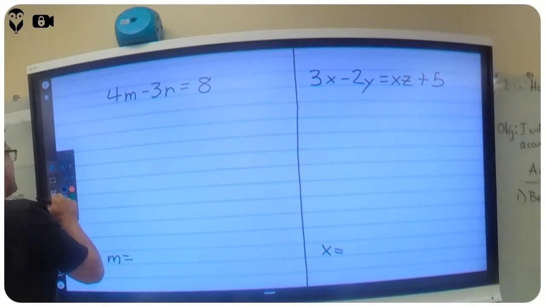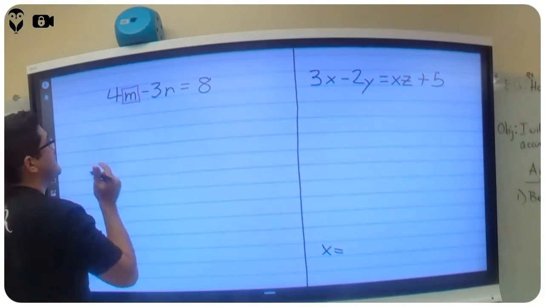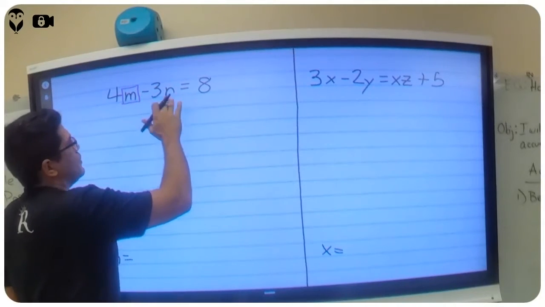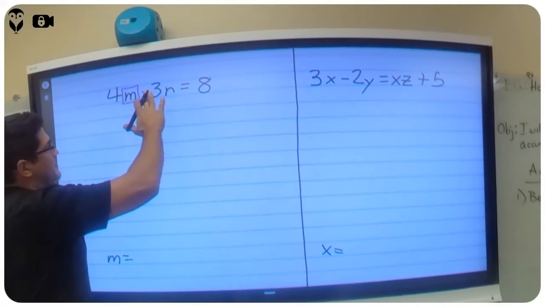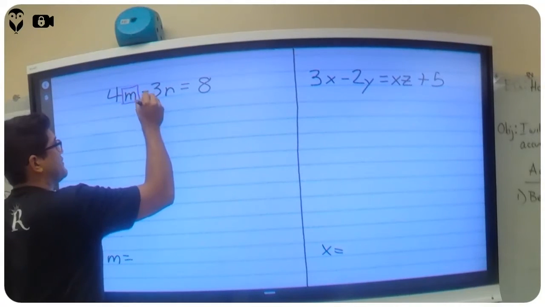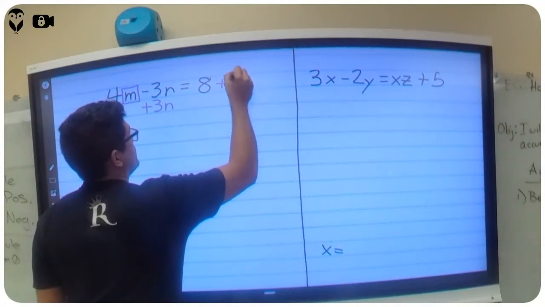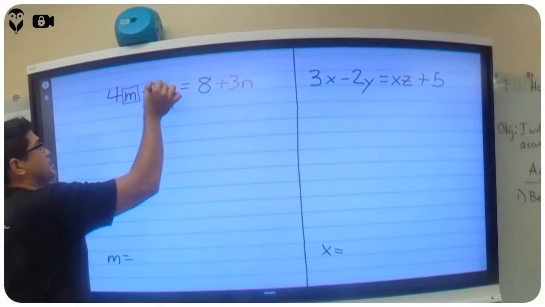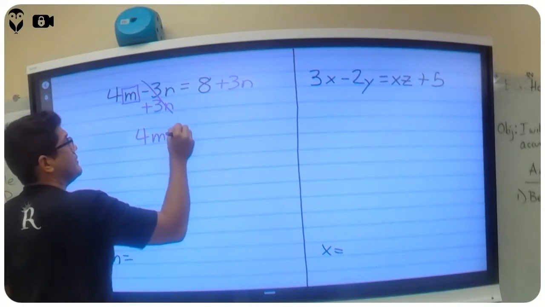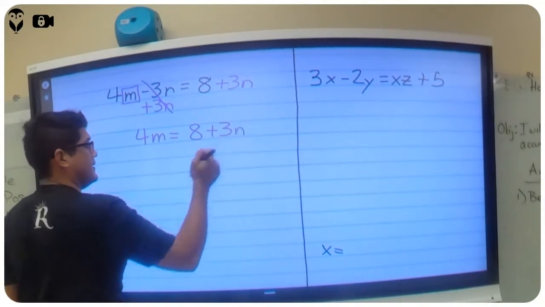So here we're leaving m by itself, okay? M by itself. So m is multiplying with 4 and then subtracting 3n. So the last thing that would react with the m is the minus 3n. So we're going to get rid of that first. So we're going to add 3n to both sides. This will cancel the 3n. And now you're left with 4m equals 8 plus 3n.